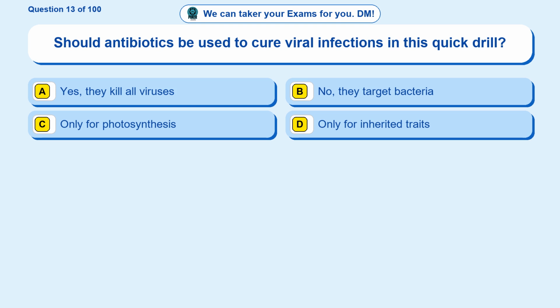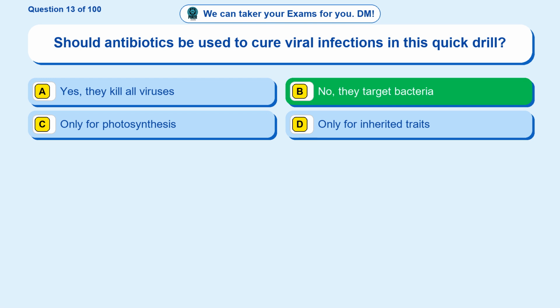Question 13. Should antibiotics be used to cure viral infections in this quick drill? Option A. Yes, they kill all viruses. Option B. No, they target bacteria. Option C. Only for photosynthesis. Option D. Only for inherited traits.